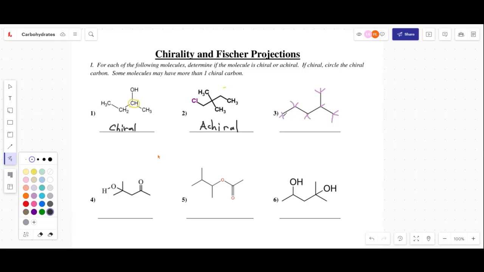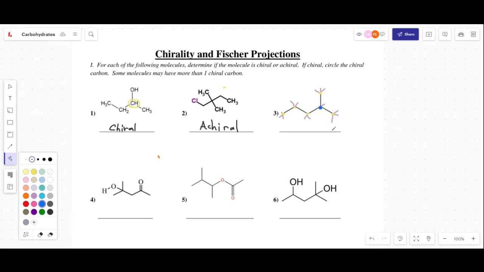Okay, so if we look at the first one, this has 3 hydrogens, so it can't be chiral. This has 2, can't be chiral. This has 2, it can't be chiral because 2 of the same group means it's not chiral. This one over here has 3, so that can't be chiral. The one on top is 3, it can't be chiral. The only one that could potentially be chiral is this one right here.